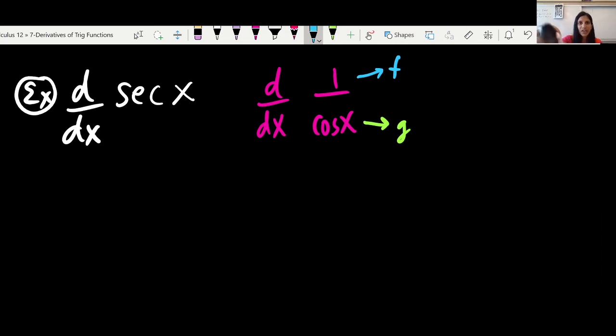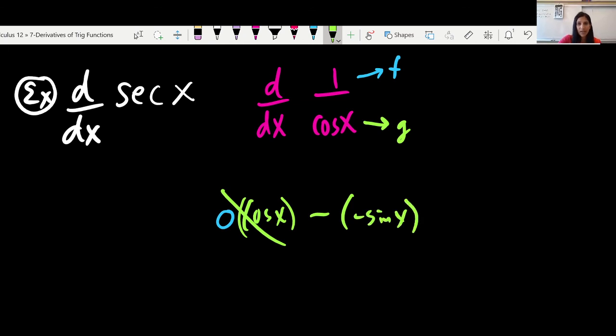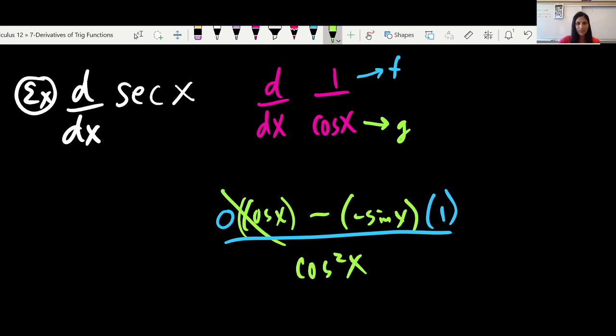So if we take the derivative of this, f prime would just be 0, right? And times g, which is just the bottom, cos x. I mean, really, we don't need to write it because it's going to be gone anyways. Minus negative sine x, because we take the derivative of the bottom, times 1, which is just what we had at the top, and the whole thing is over g squared, so cos squared x. So notice what we have here. Negative and negative makes a positive, so we would end up getting sine x all over cos squared x.